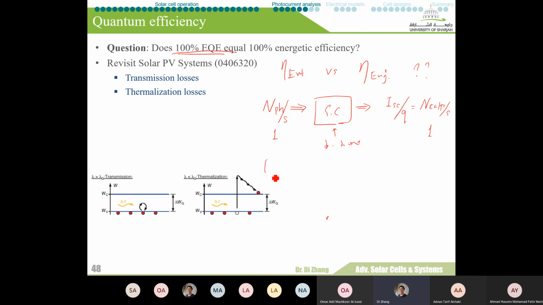Typically for the energy efficiency, we were using the irradiance, and then from the solar cell, we are measuring the power, the electrical power from the solar cell. Specifically, we know that the maximum power equals I short circuit times E open circuit times fill factor.